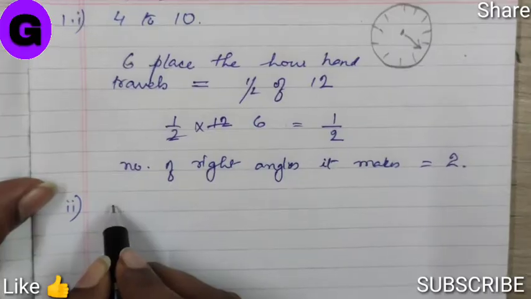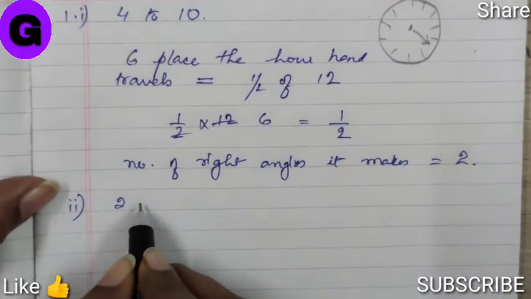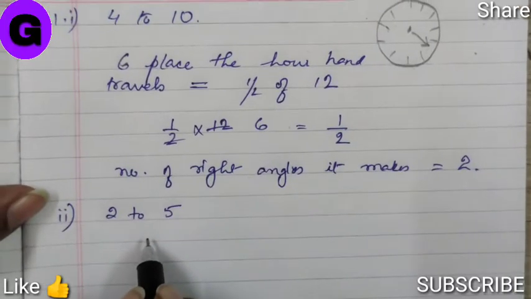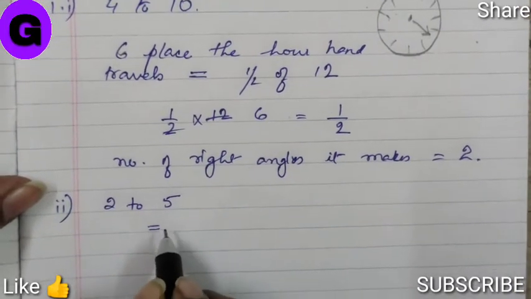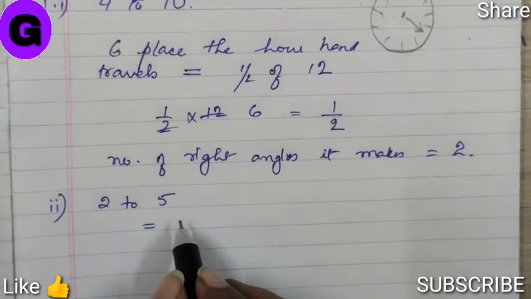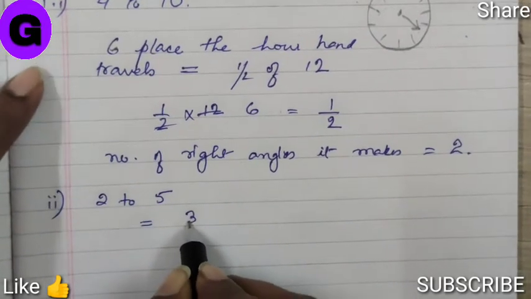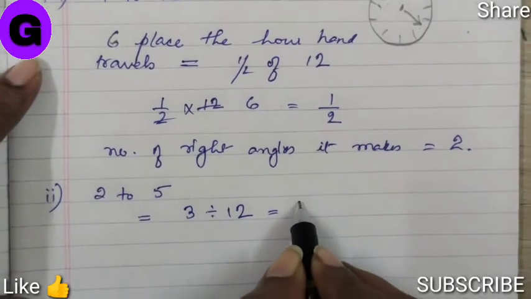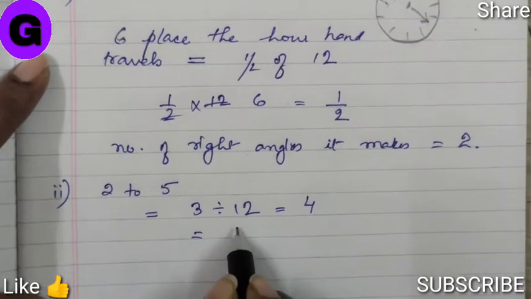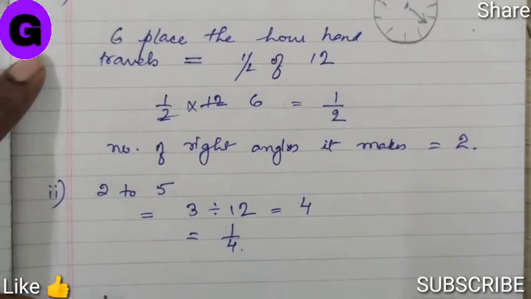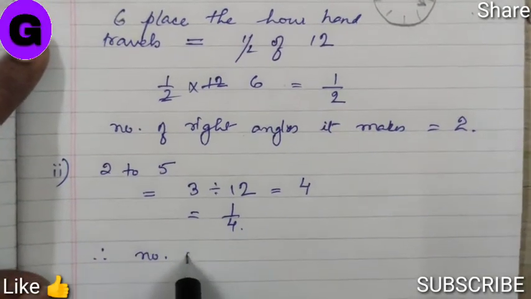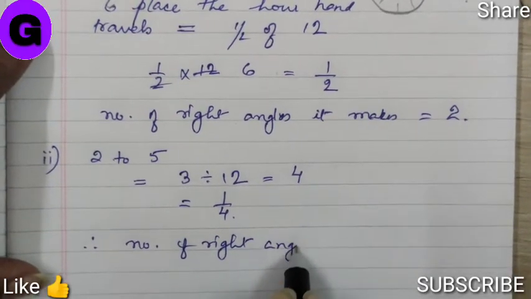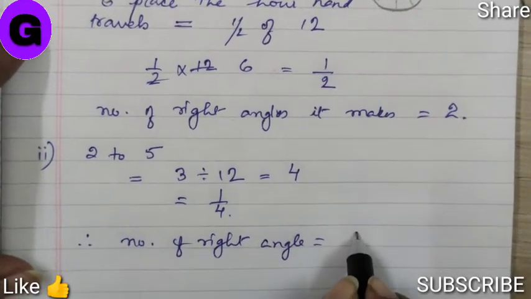Subpart 2. Now the hour hand travels from 2 to 5. That means the number of places it moved is 2, 3, 4, 5. That is 3. That means 3 divided by 12. That gives us 4. So the fraction is 1/4. Therefore, the number of right angles is equal to 1.